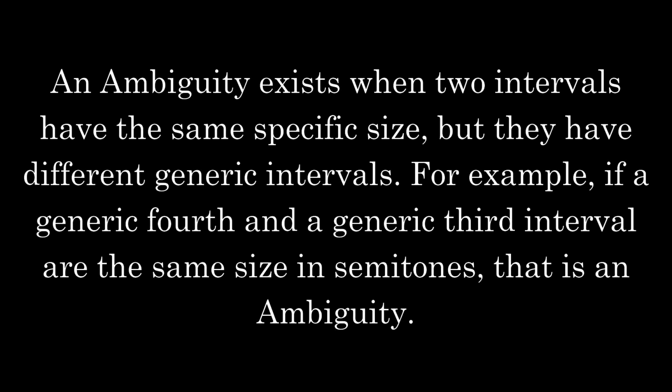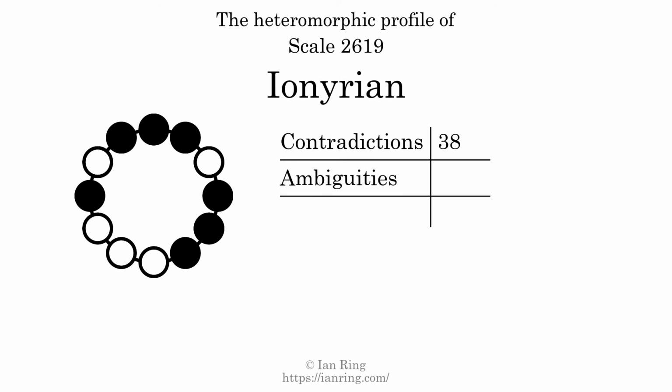An ambiguity exists when 2 intervals have the same specific size, but they have different generic intervals. For example, if a generic fourth and a generic third interval are the same size in semitones, that is an ambiguity. The number of ambiguities in this scale is 26.